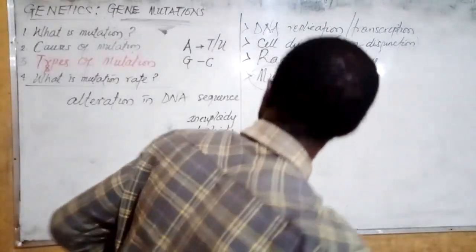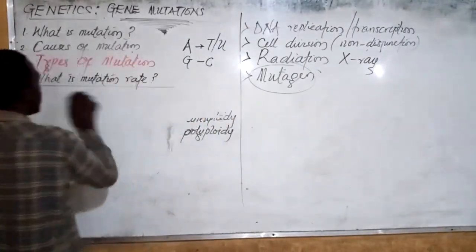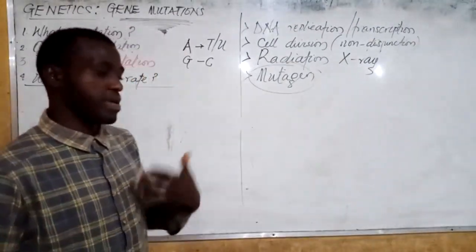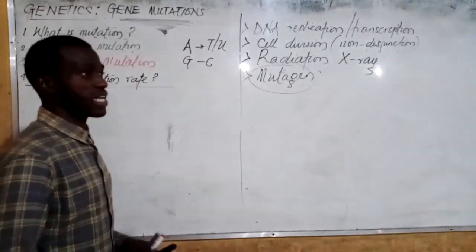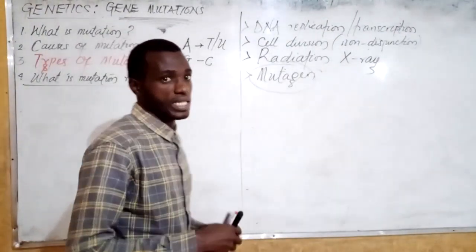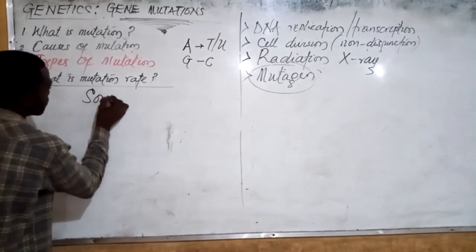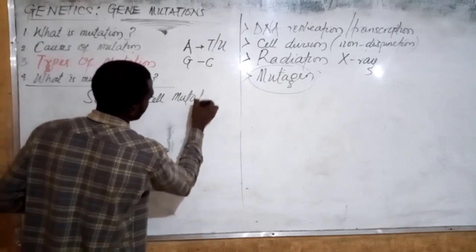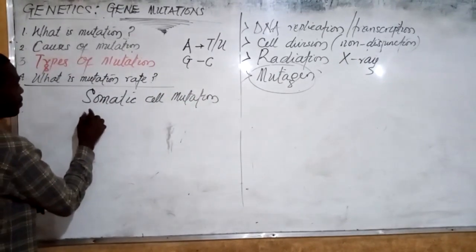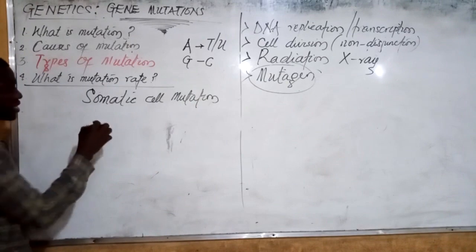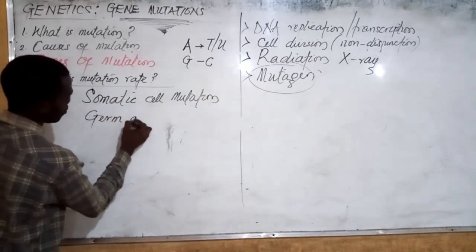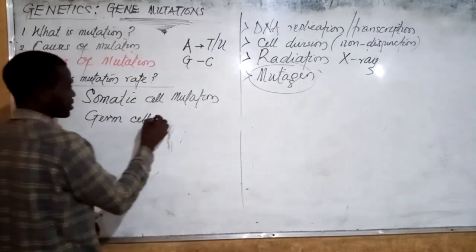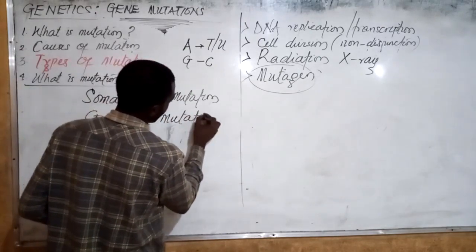Now let's discuss the types of mutation. Mutation can be classified based on several things. For example, if we classify based on the cells that they happen to, then we'll have the somatic cell mutation, and the non-somatic cell, which will be germ cell, our sex cell mutation. Sex cells are also called germ cells.